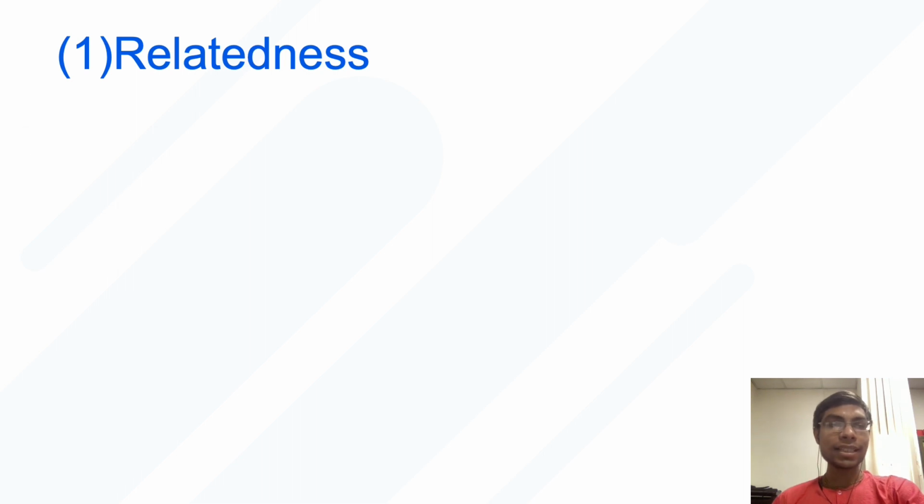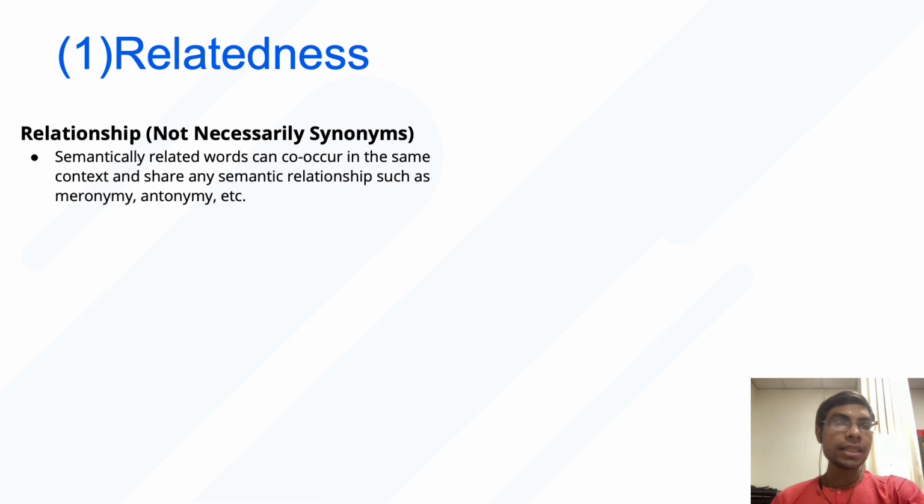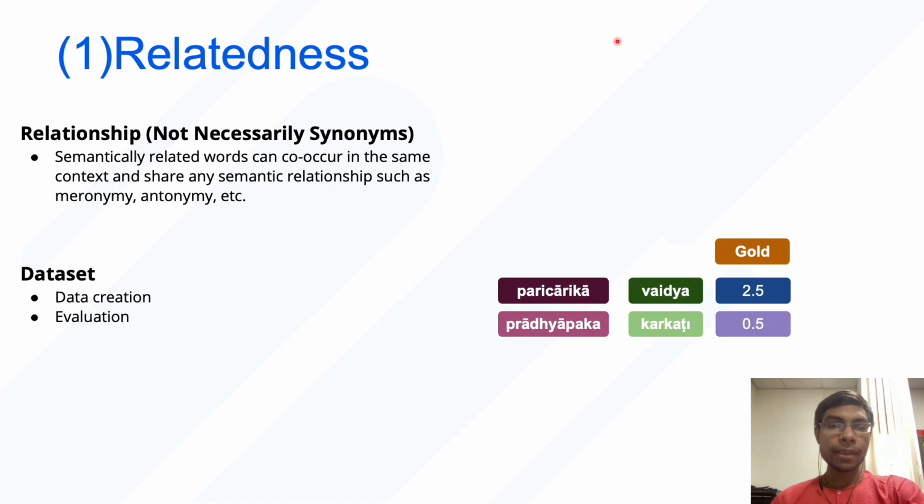First one is relatedness. It's not synonymy. Basically, semantically related words can co-occur in the same context and share semantic relationships such as meronymy and antonymy. For example, Paricharika and Vaidya are semantically related, but Pradhyapaka and Karkati are not related. So annotators have given the first pair a 2.5 score and the next pair 0.5. This score is out of 3. So these two are very much relevant and these two are not related.